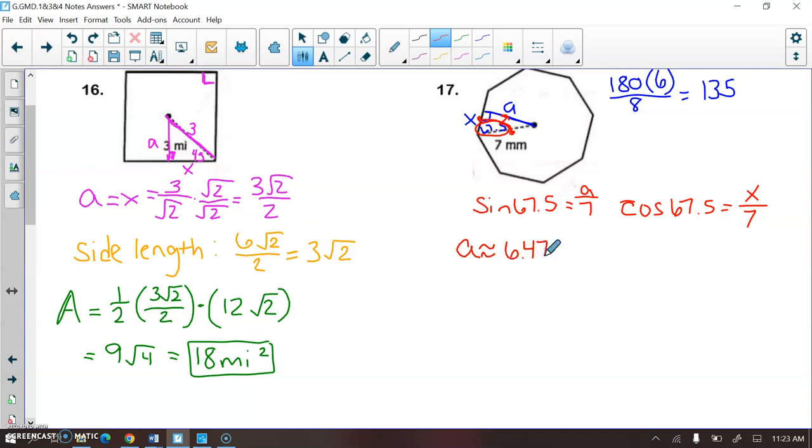And I'm going to do the same thing on the other one. I'm going to multiply by 7. So 7 times the cosine of 67.5. And I wind up with x is approximately equal to 2.68. So then I need to multiply that x by 2 to get me a side length. So 2.68 times 2 gives me that a side length is 5.36. Now I have enough information to find the area.